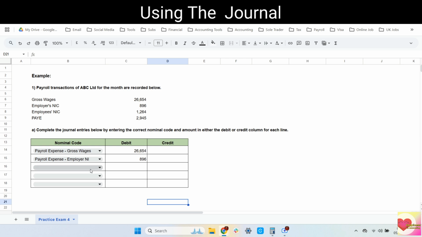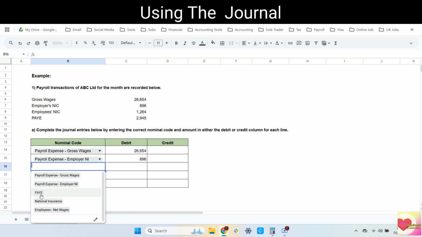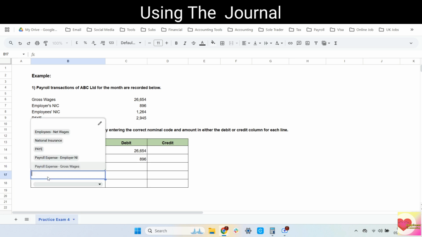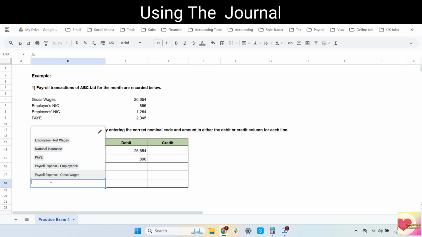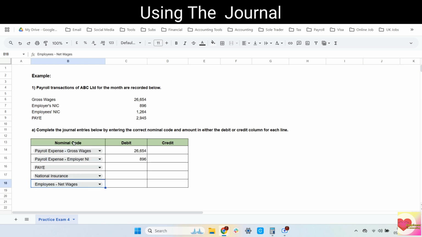We can see that PAYE and National Insurance are 2 separate accounts, but they are both HMRC liabilities, so we have to enter them separately. And then the liabilities to employees, which is sometimes called wages payable, but in here it's employees' net wages. We can now enter the amounts. The PAYE is this one. Next is the National Insurance or NIC.